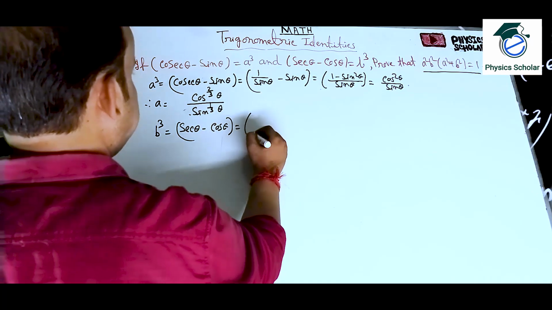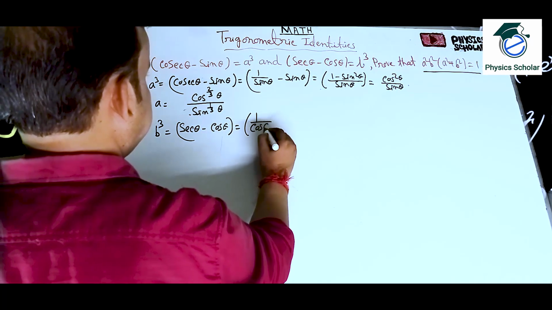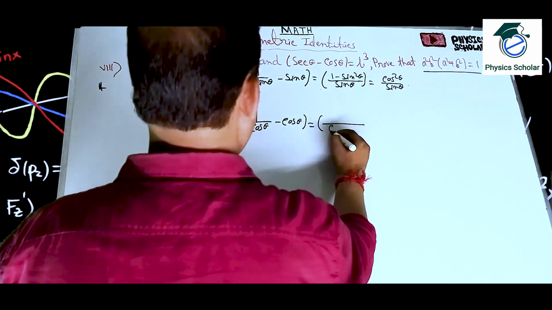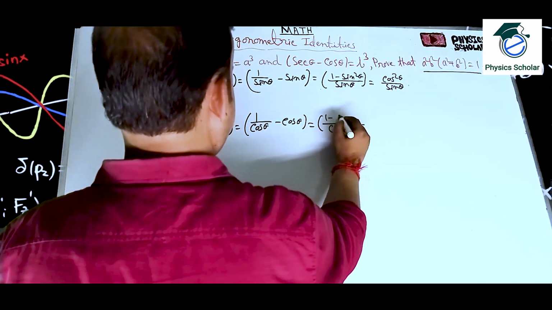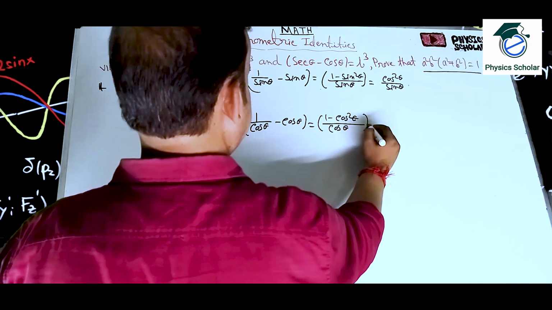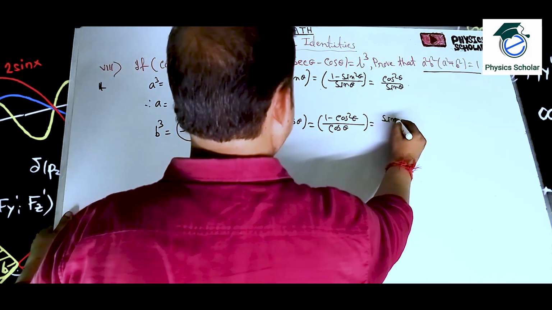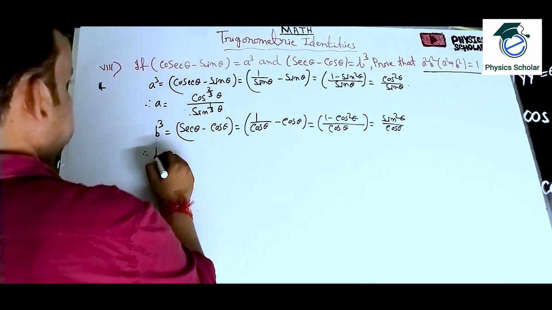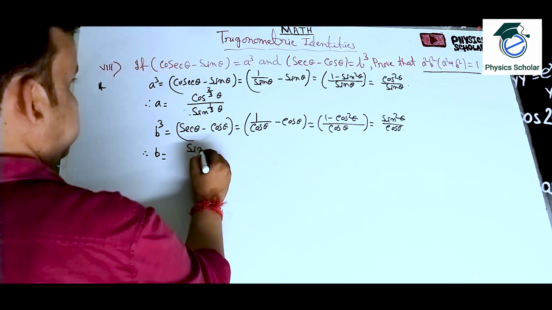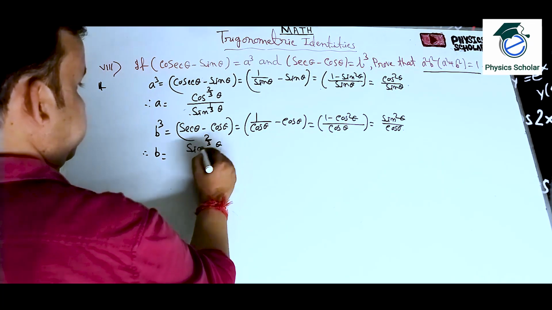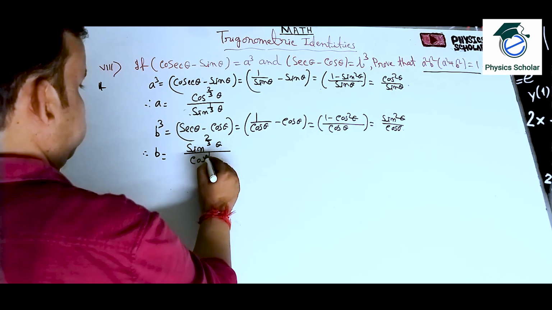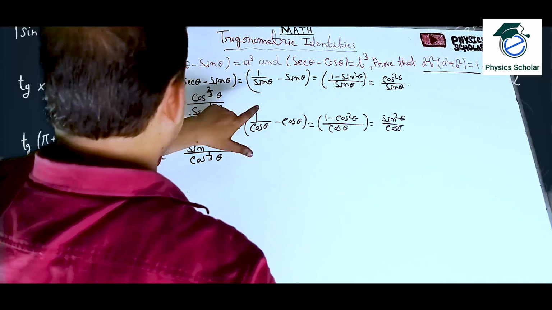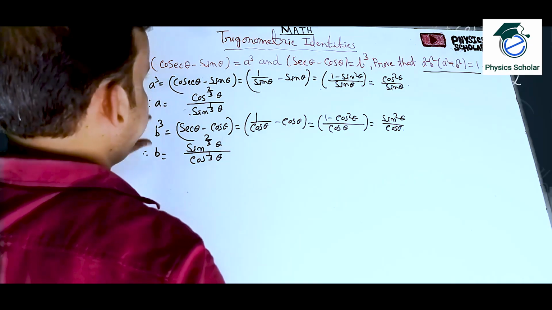What is the value of sec θ? 1 by cos θ minus cos θ, and cos θ will be the LCM. So (1 minus cos² θ) by cos θ, that means sin² θ by cos θ. So b is equal to sin to the power 2/3 θ divided by cos to the power 1/3 θ. Clear? So that is the value of a cube, and a, b cube and b.